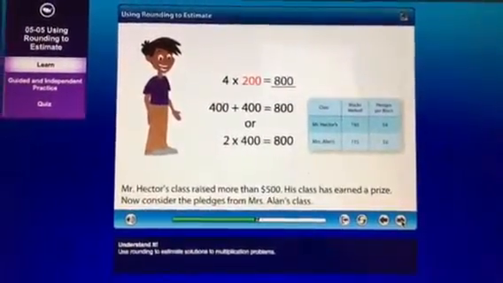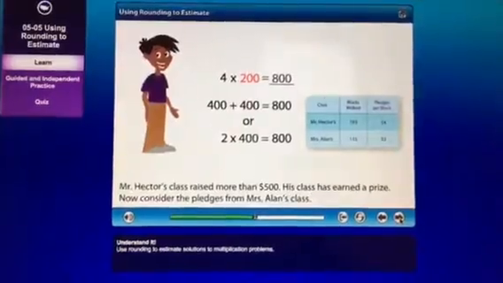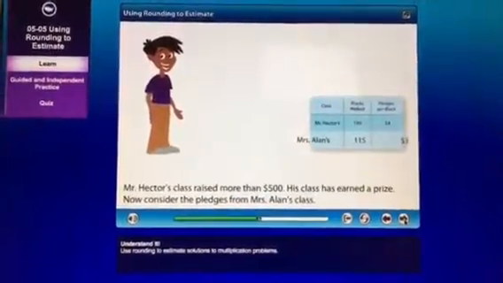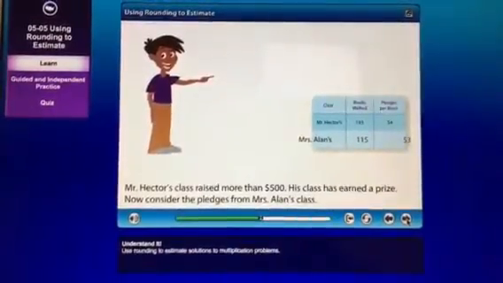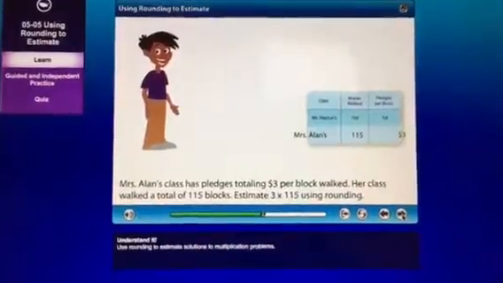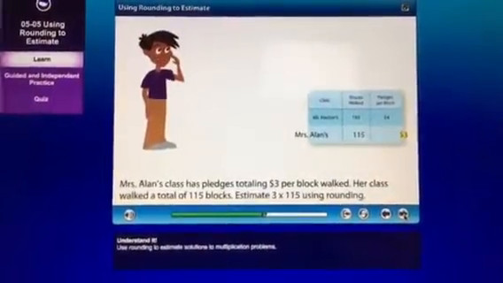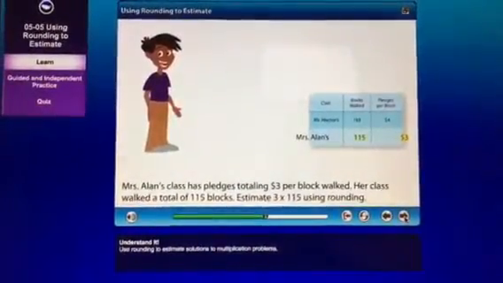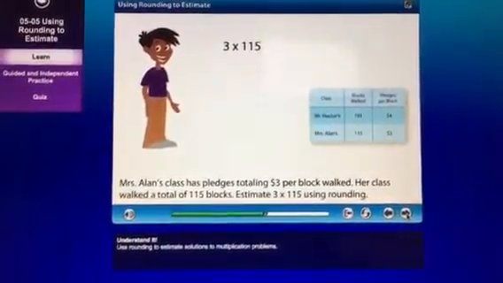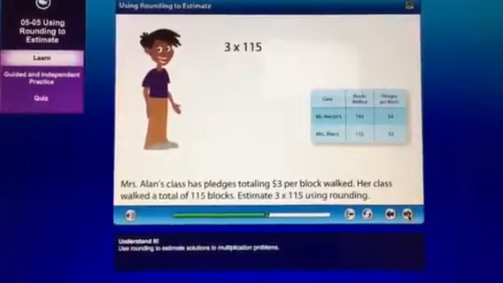Mr. Hector's class raised more than $500. His class has earned a prize. Now consider the pledges from Mrs. Allen's class. Mrs. Allen's class has pledges totaling $3 per block walked. Her class walked a total of 115 blocks. Estimate 3 times 115 using rounding.